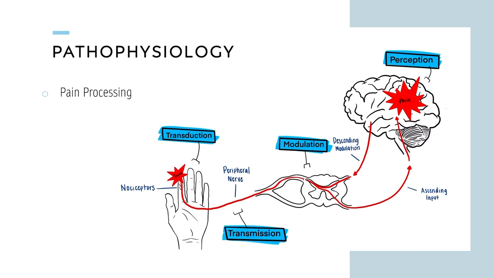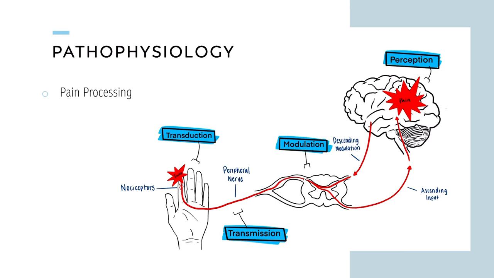Pain processing occurs when noxious stimuli, or as I mentioned before, stimuli that elicit a pain response, come into contact with tissue, which is then detected by nociceptors and triggers the release of pain signals. This is called transduction and is illustrated in the diagram on the presentation slide. These signals then travel from peripheral nerves to the spinal cord and brain in a process called transmission.